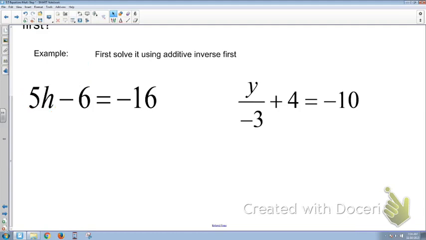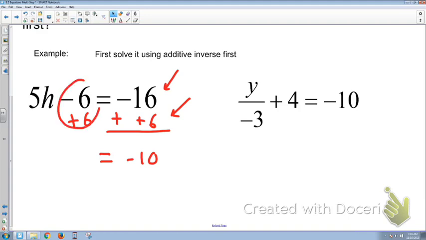So instead we're just going to undo this minus 6 first. Always start with undoing adding and subtracting if you can. So that means you add 6 to both sides. You're always going to add these together, you're always going to combine them. So a negative 16 plus 6 is going to be a negative 10. The equal sign comes down, and this goes to 0. And I'm left with 5h is equal to a negative 10.